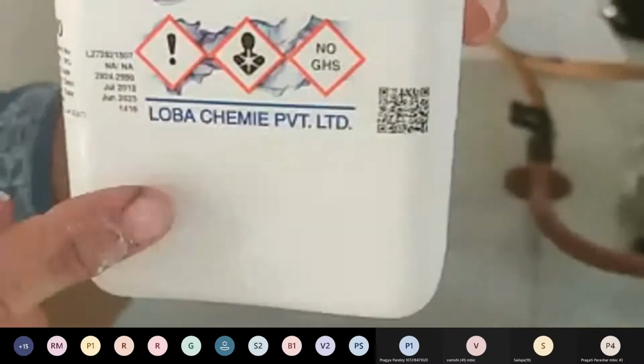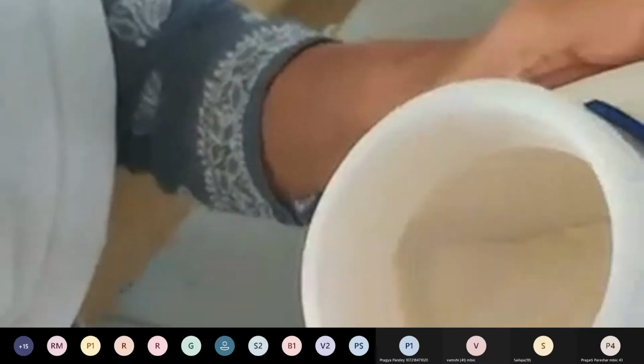Can you see? Yes, ma'am. I am just taking some benzamide. It is saying 1 gram, but I am not going to measure 1 gram. I will just take some benzamide.